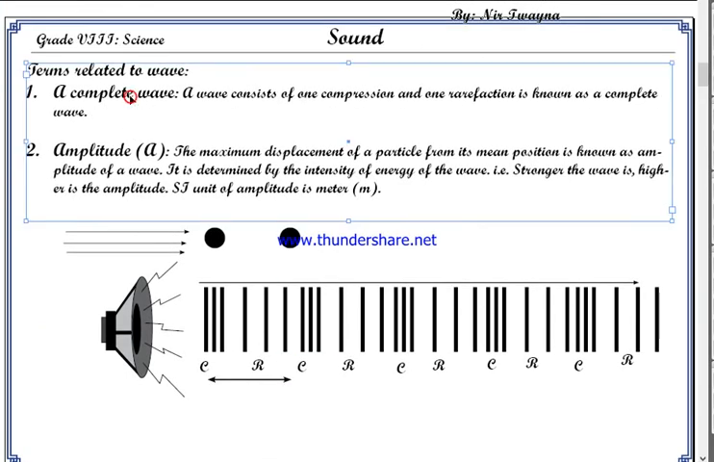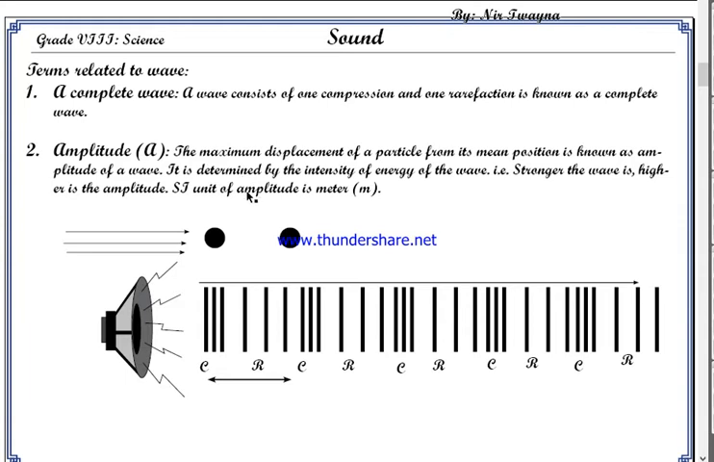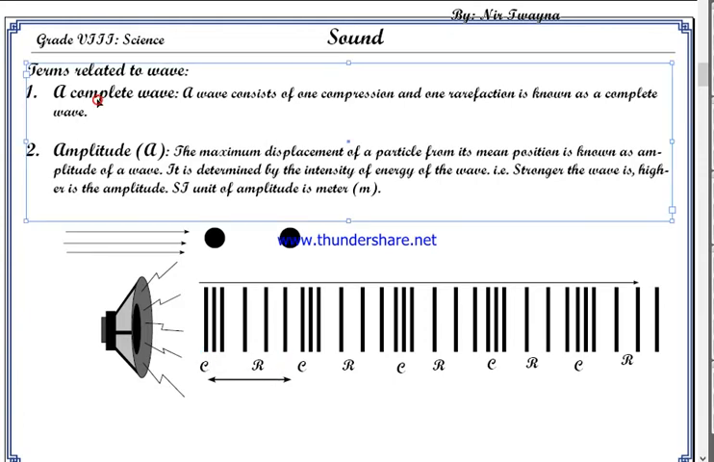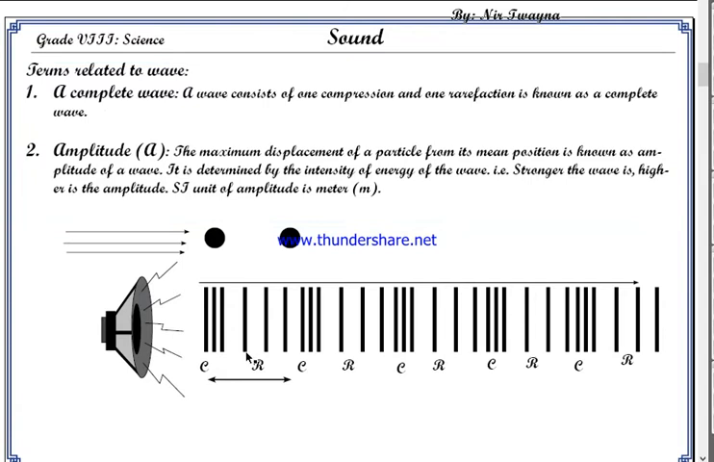Well, first of all, a complete wave. You know that a wave consists of compression and rarefaction. One compression and one rarefaction comprise one complete wave. Just a compression is not a complete wave. Just a rarefaction is also not a complete wave. One compression and one rarefaction form a complete wave.